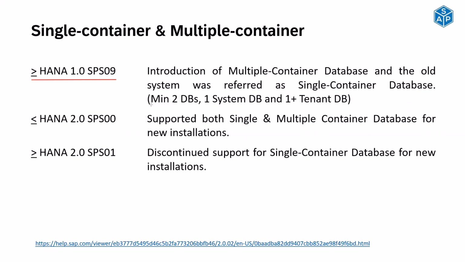Now, what happened in your multiple database container? It contained a minimum of 2 databases. When you install the multiple database container, it contains a minimum of 2 databases: one system DB and one or more tenant DBs. By default, you get one tenant database, and you can create multiple tenant databases. So it can have a minimum of 2 DBs, one system DB and one or more tenant databases.